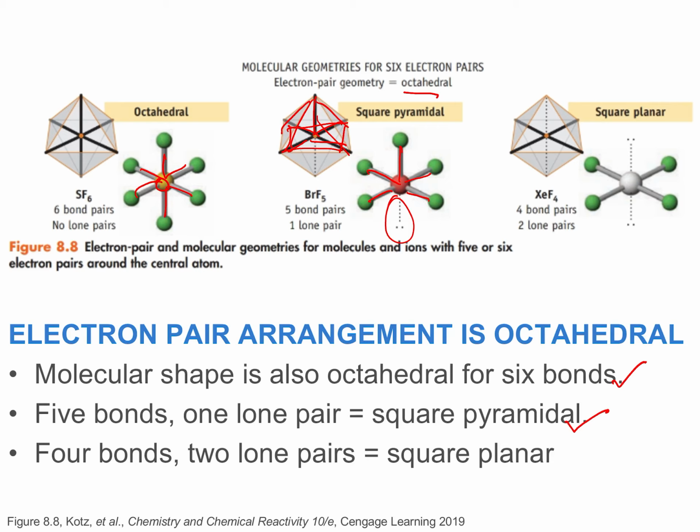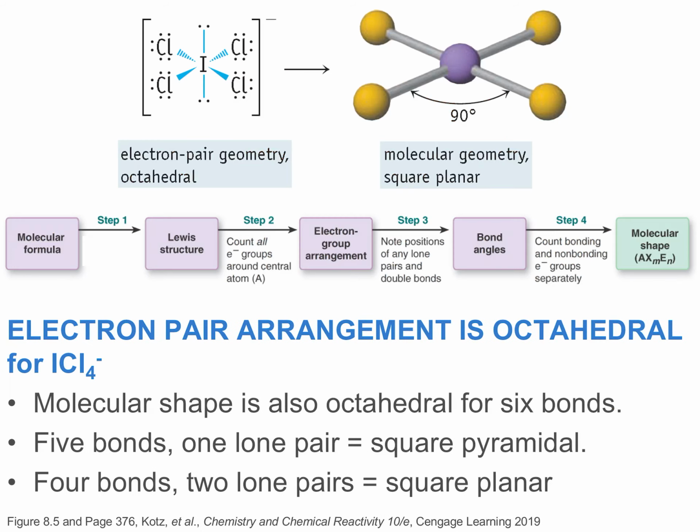What if we had something like XeF4? Again, we've got 1, 2, 3, 4, 5, 6, so we have an electron pair geometry, or electron pair arrangement, that's octahedral. But we have 4 bonds and 2 lone pairs. That makes this square planar. Again, if we're not looking at the electrons, we have 1, 2, 3, 4, and that gives us a square planar shape.